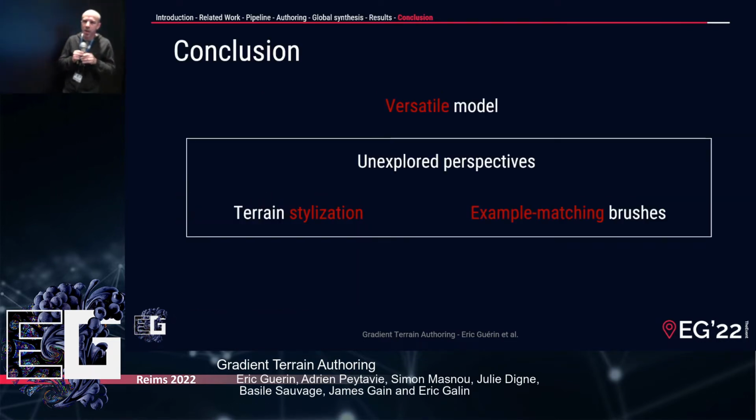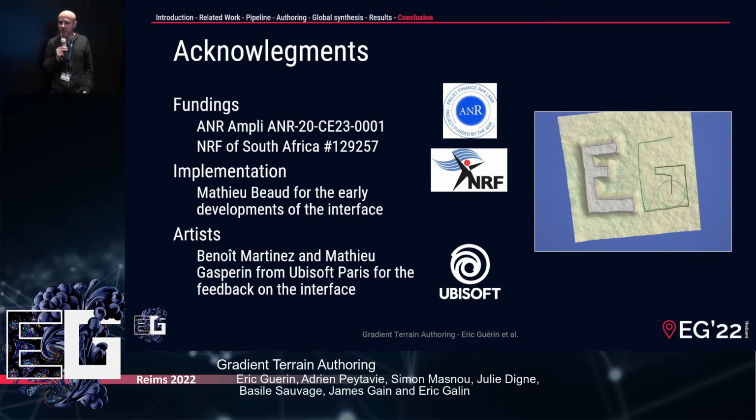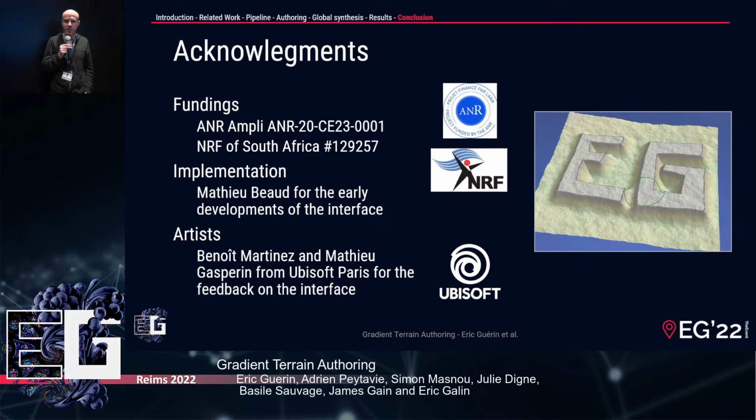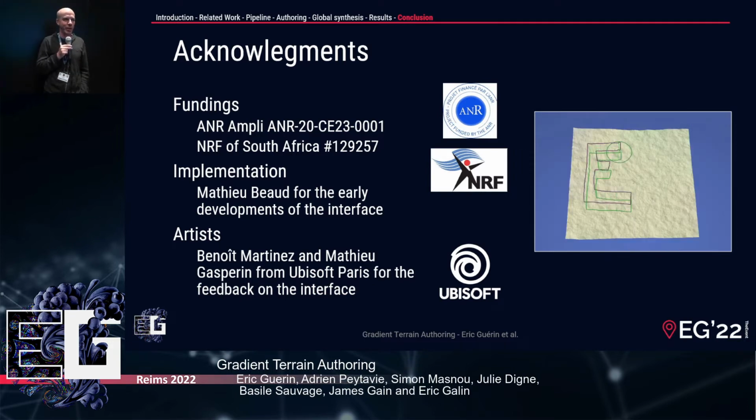So in conclusion, we introduced a versatile model for terrain authoring that allows for high-level and intuitive interactive editing. And of course, there are several avenues for future work. In particular, terrain stylization and example matching brushes would be valuable tools to incorporate into this framework, and we already tried to do that. We hope that this presentation demonstrated the effectiveness of gradient domain operators. And I'd like to thank all the people involved in this work that are displayed on this slide. Thank you.